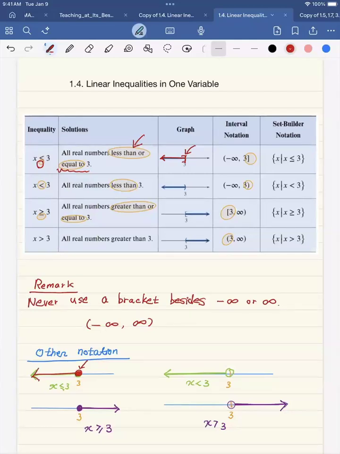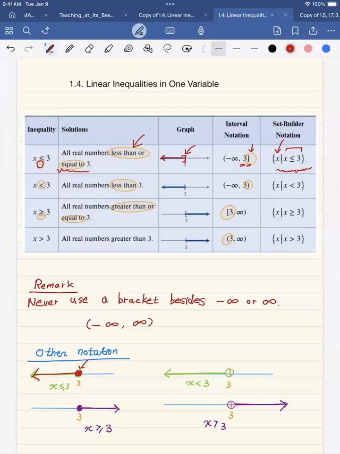In the interval notation, when the endpoint is included, we use the bracket notation. This bracket notation means the number right beside that bracket is included. And this is a set theoretic notation. That means the collection of numbers that satisfies less than or equal to 3. We can say something similar for other examples.